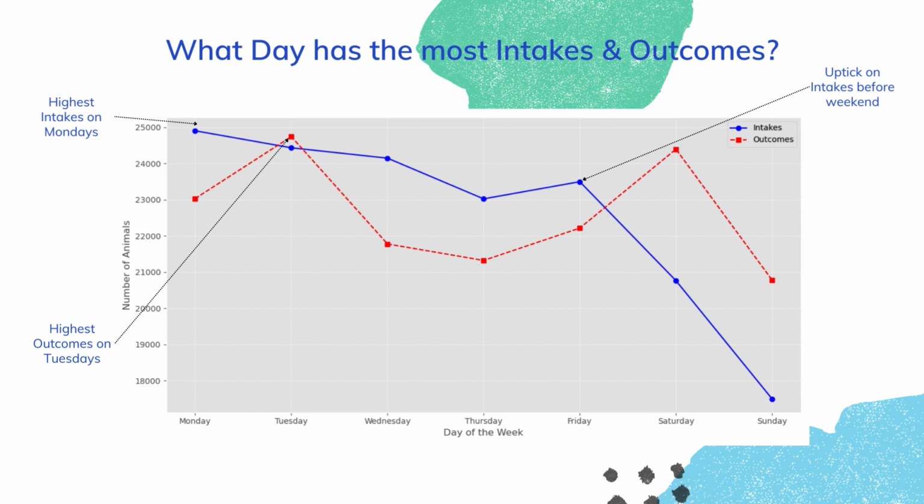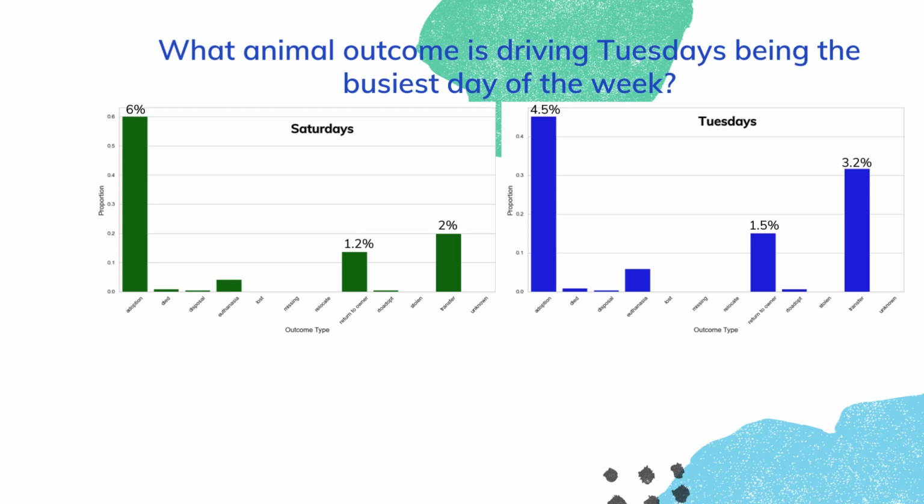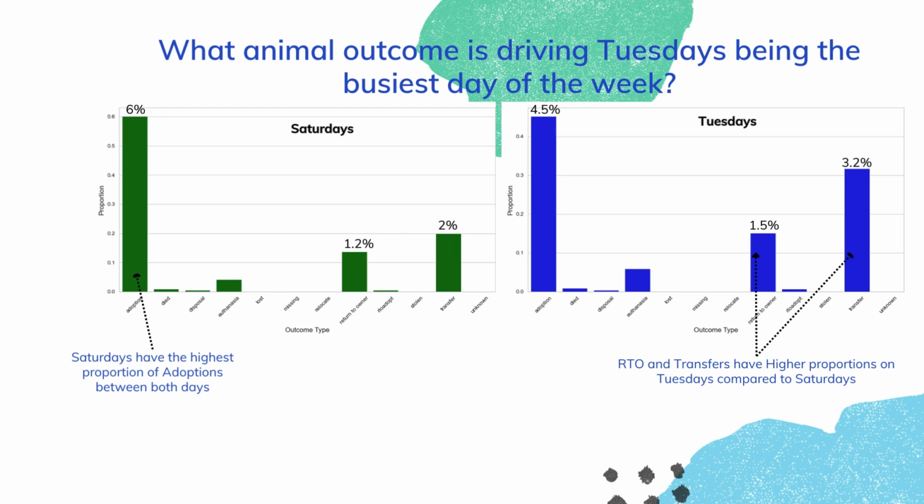Outcomes being higher on a Saturday was expected, since most people would wait till the end of the week before visiting the shelter. However, the number on Tuesdays definitely warrants further investigation. So we dig a bit deeper and ask the question, what animal outcome is driving Tuesdays being the busiest day of the week?